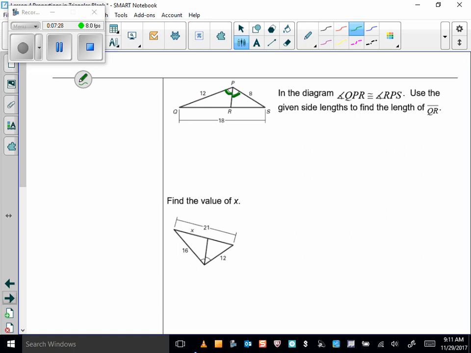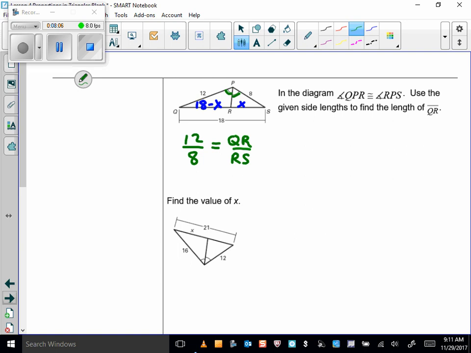So what did it tell us? It tells us that 12 over 8 is going to be equal to QR over RS, right? What are the lengths of QR and RS? I don't know. I know that whole side is 18, so really all I can do here is call one of the sides X, and if I call that one X, what's QR? It's going to be 18 minus X, right?